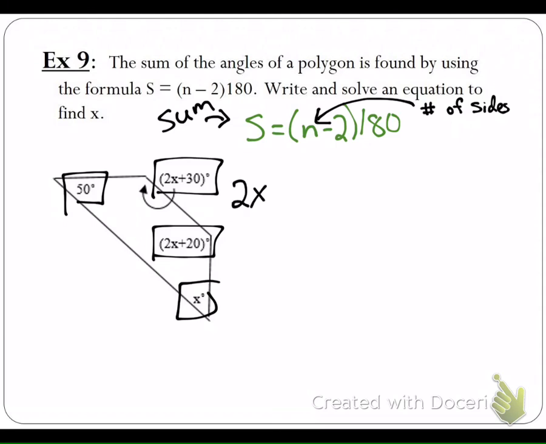So I have 2x plus 30 plus 2x plus 20 plus x plus 50 equals, over here, n is the number of sides. How many sides are there in this figure? 1, 2, 3, 4. 4 minus 2 times 180. That's the big old equation we need to solve.